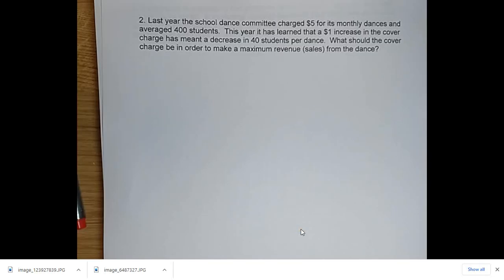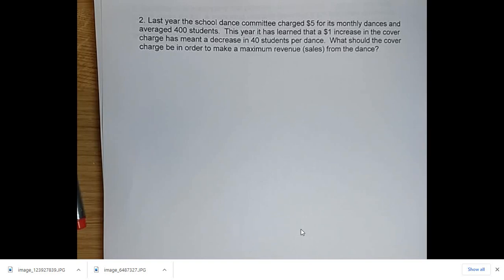I'm going to do this question now, number 2. Last year, the school dance committee charged $5 for its monthly dances and averaged 400 students. This year, it has learned that a $1 increase in the cover charge has meant a decrease of 40 students per dance. What should the cover charge be in order to make a maximum revenue or sales from the dance?